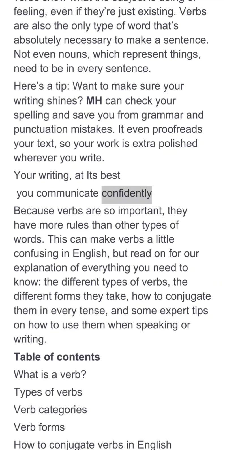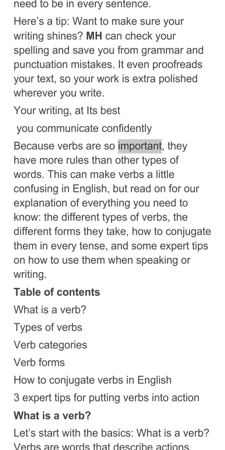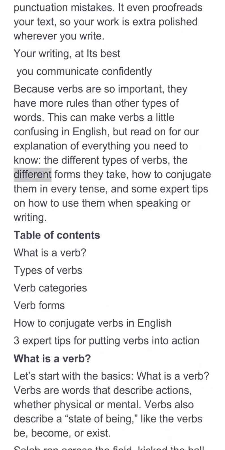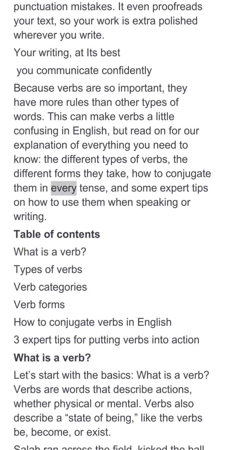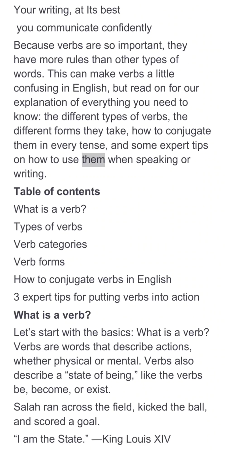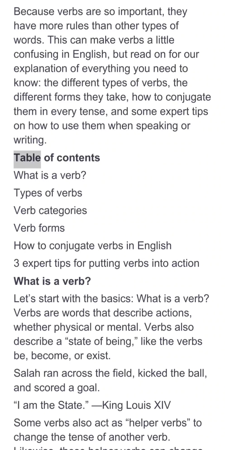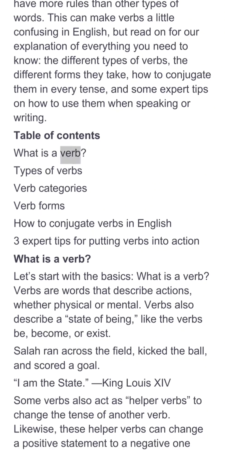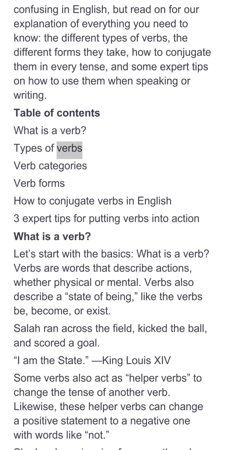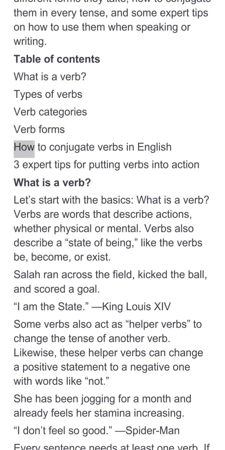You communicate confidently. Because verbs are so important, they have more rules than other types of words. This can make verbs a little confusing in English, but read on for our explanation of everything you need to know: the different types of verbs, the different forms they take, how to conjugate them in every tense, and some expert tips on how to use them when speaking or writing. Table of contents. What is a verb? Types of verbs. Verb categories. Verb forms. How to conjugate verbs in English. Three expert tips for putting verbs into action.